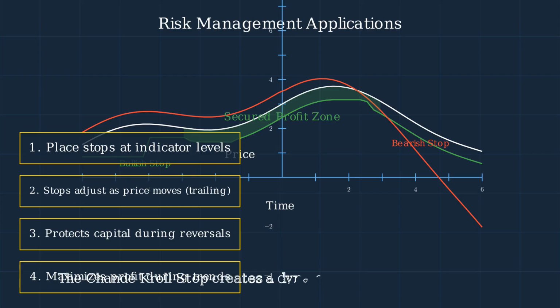By using the Chande Kroll Stop for stop placement, you create a dynamic risk management system that adapts to changing market conditions. This approach helps preserve capital during unexpected reversals while maximizing profit potential during strong trends. Despite its advantages, the Chande Kroll Stop indicator has several important limitations you need to be aware of.